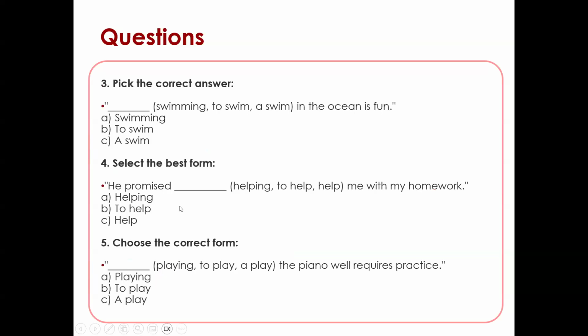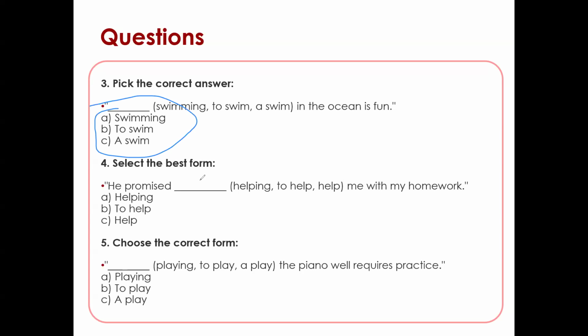All right, let's look at number three. Swimming, to swim, or a swim in the ocean is fun. So again, we are using this as the subject. So probably all three would be okay. And again, my personal preference would be swimming or a swim. So remember, when you're using it as a noun, you want to have the article, a swim. It is countable.